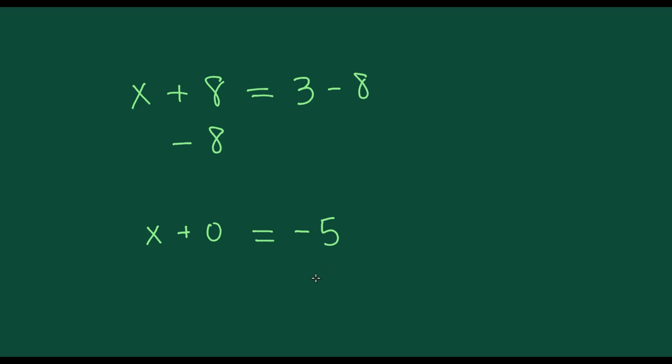And this right here, remember, the identity property of addition says any number plus 0 equals itself. So we can get rid of the plus 0. And we just know that x in this equation, x equals negative 5. So going from this step to this step, that's the identity property of addition.